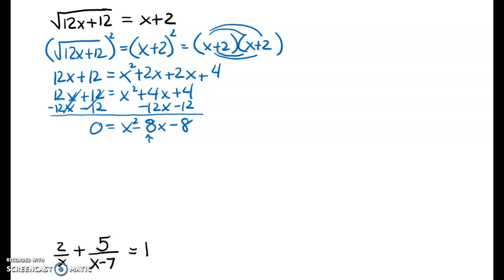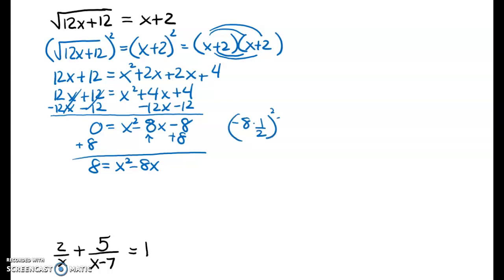So I'm going to move that minus 8 to the other side. I usually use completing the square when b is even and I don't have an a, right? a is 1. Okay, so remember I'm going to take that negative 8, multiply it by a half, and square. So I get negative 4 squared equals 16. I'm going to add 16 to both sides.